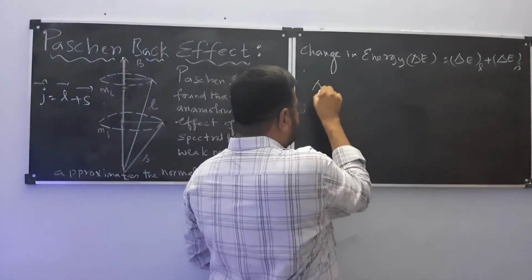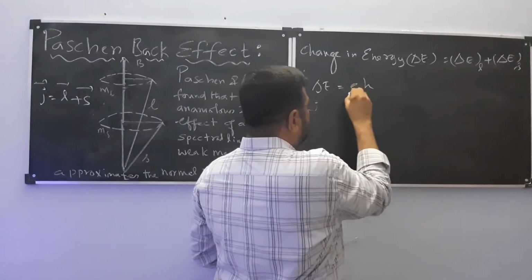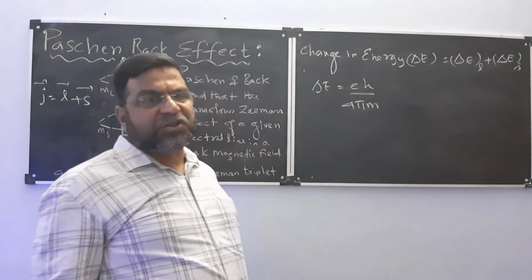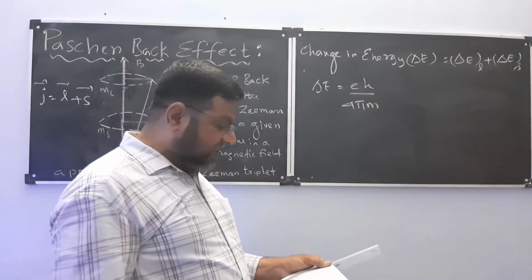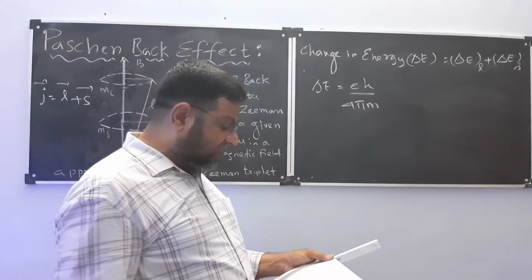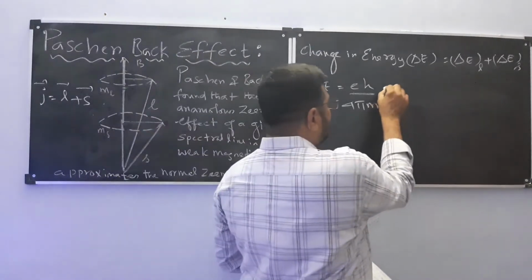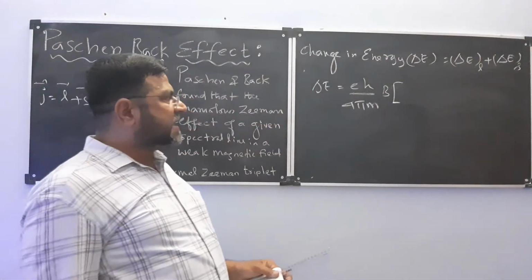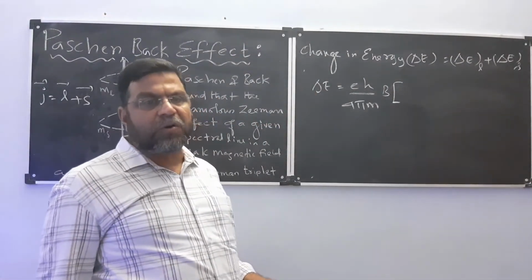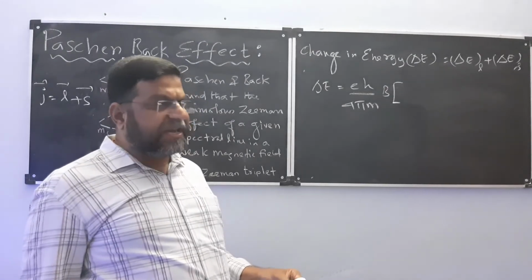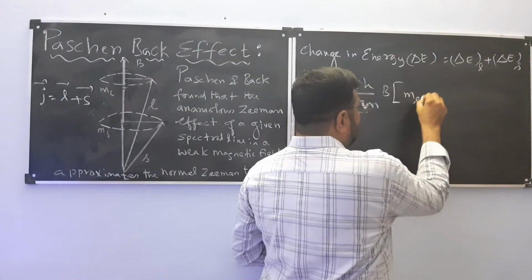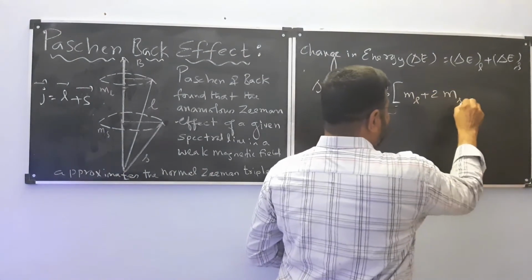That can be written as delta E is equal to eh by 4 pi m, where h is Planck's constant, e is the charge of the electron and m is the mass of the electron, into the strength of the magnetic field B. Last class, as I told you, eh by 4 pi m B into g m of J, where g is Landé's g factor. So this will be into m of L plus 2 times m of S.